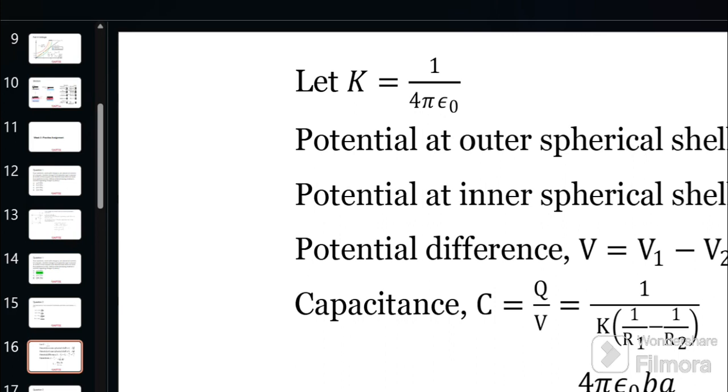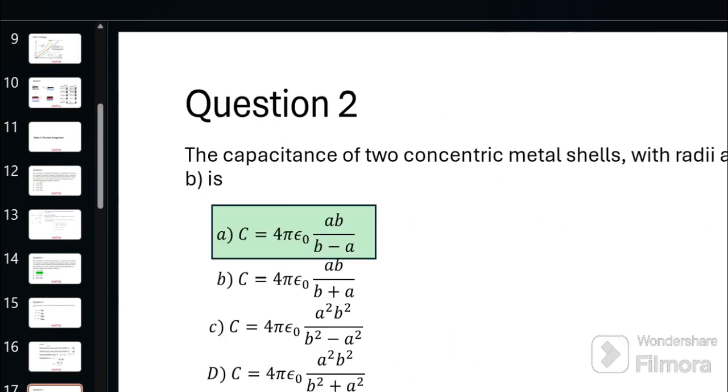I hope I'm clear. So this is the answer. The answer is 4 pi epsilon naught AB upon B minus A.